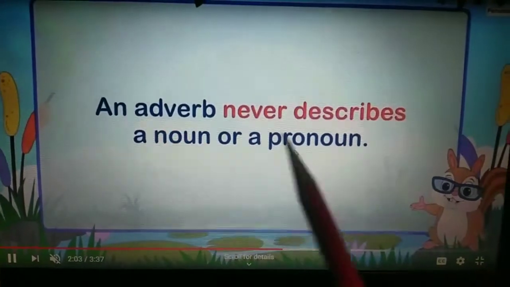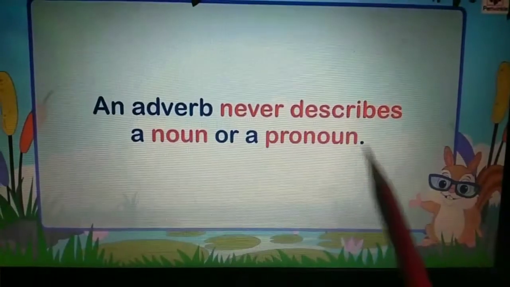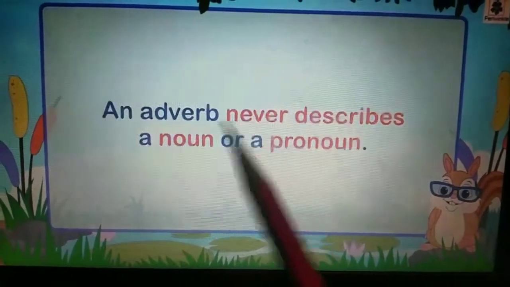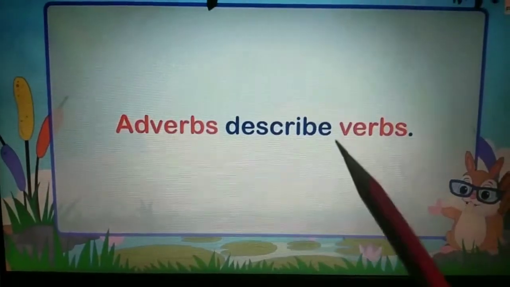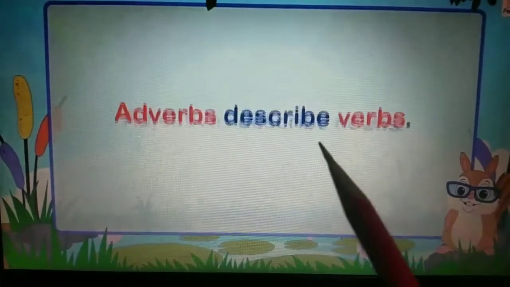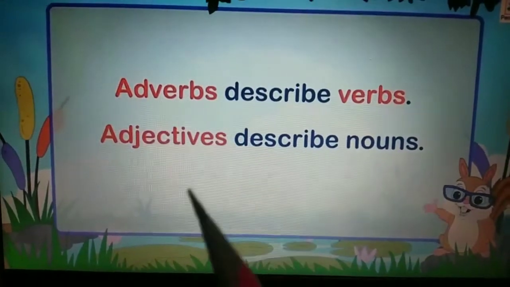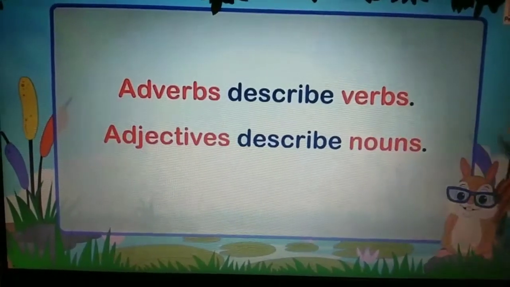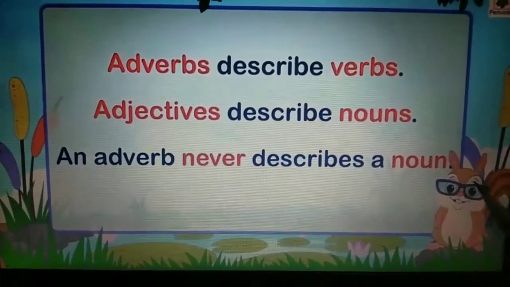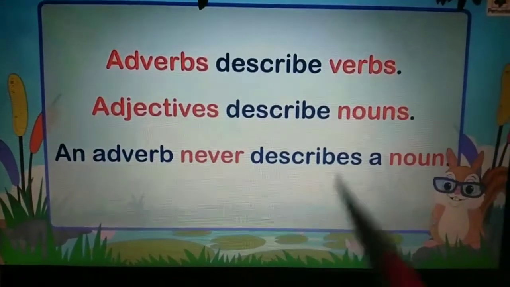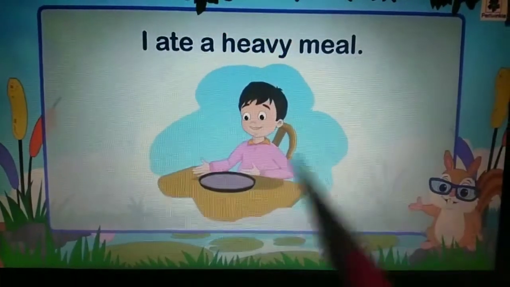An adverb never describes a noun or a pronoun. It never tells about a noun or a pronoun. Adverbs describe only verbs. What do adverbs describe? Only verbs. Adjectives describe nouns. An adverb never describes a noun. So now you can understand the difference between an adverb and an adjective.